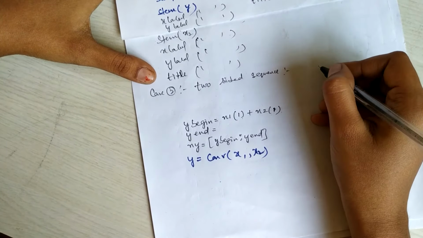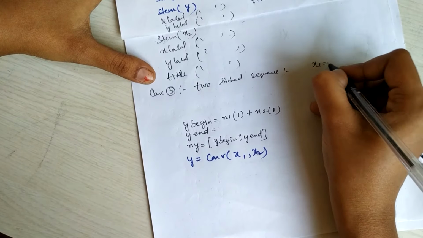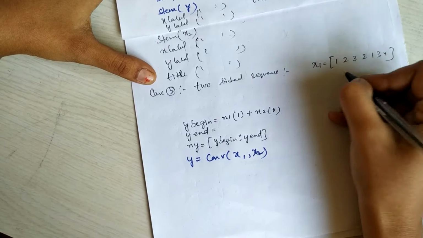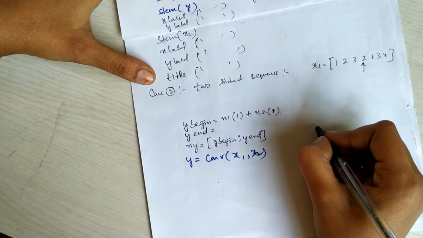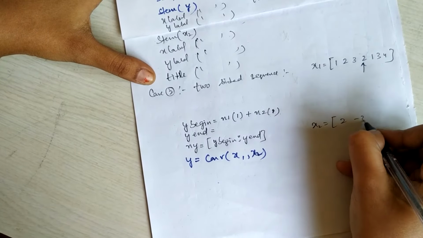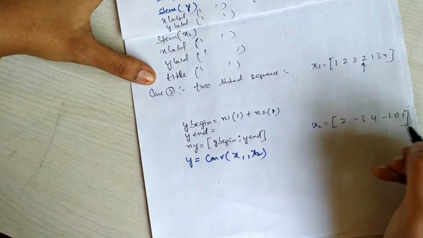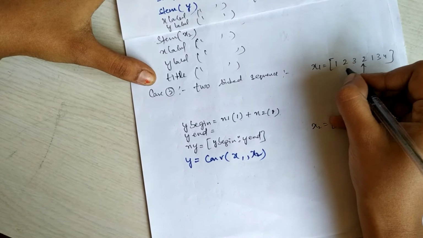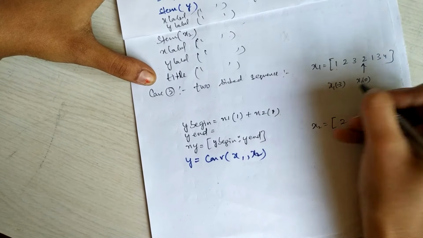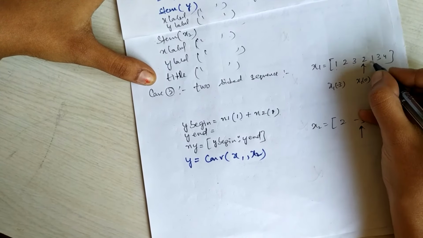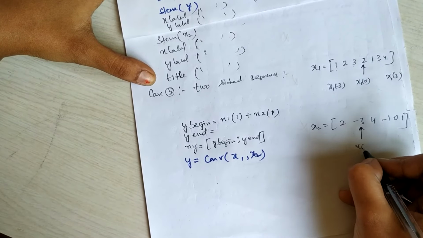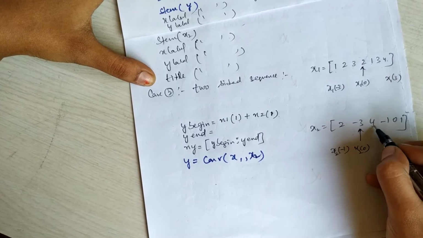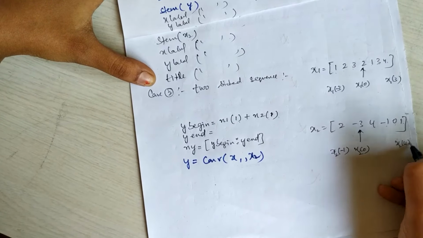Just like the sequence which will be given here, x1 is equal to 1, 2, 3, 2, 1, 3, 4, and the pointing point is here. Similarly, x2 is equal to 2, minus 3, 4, minus 1, 0, 1, and the pointing point here is here. So this will be x1 of 0, x1 of 1, x1 of 2, x1 of 3, and this will be x1 of minus 3. Similarly here, x2 of 0, this will be x2 of minus 1, and this will be x2 of 1, 2, 3, 4. So x2 of 4.